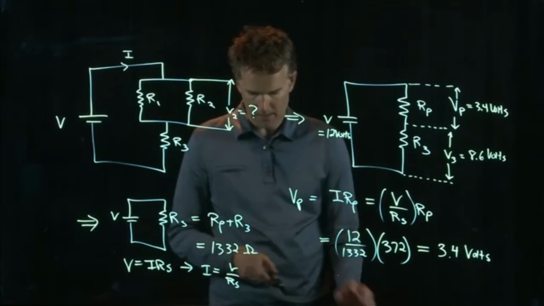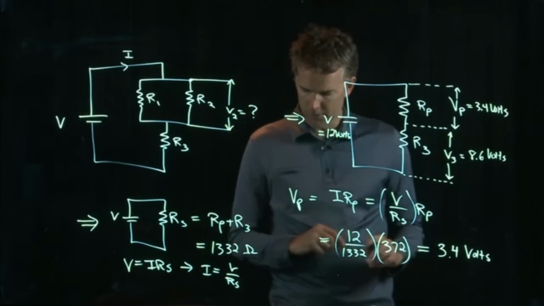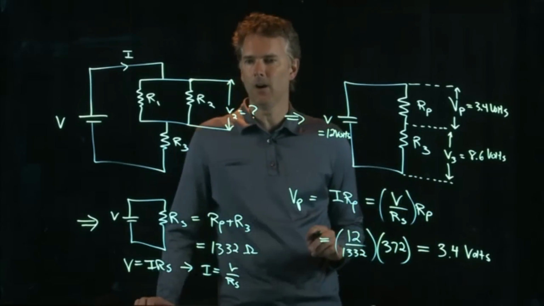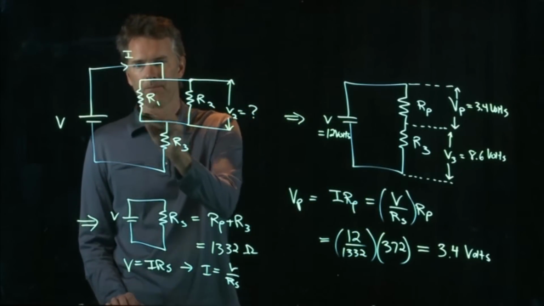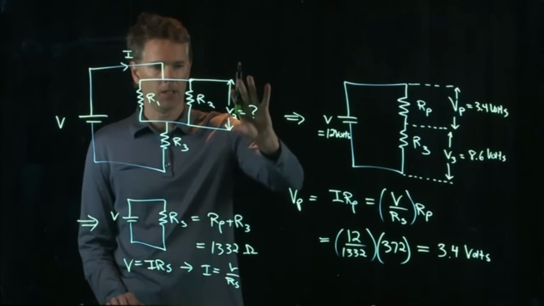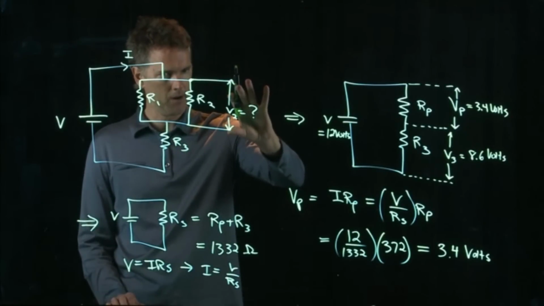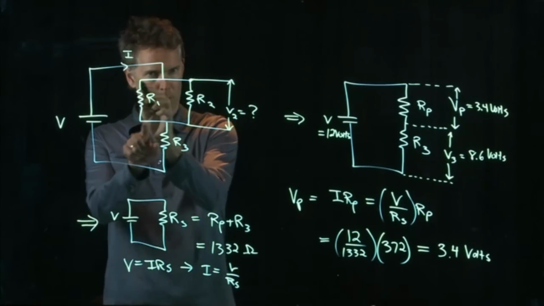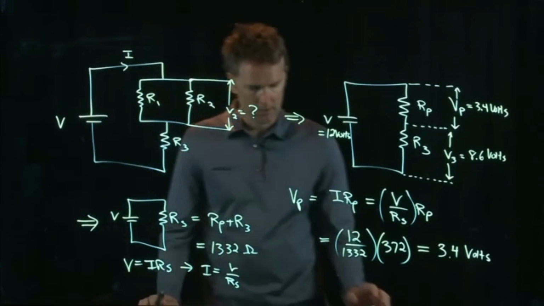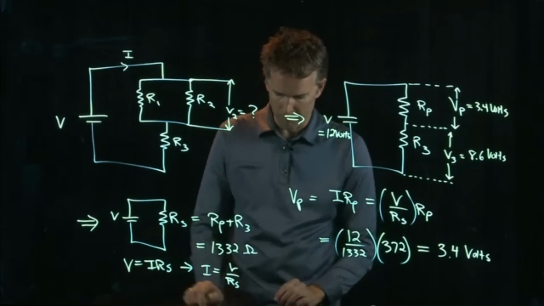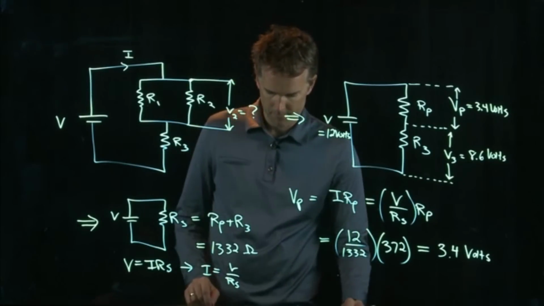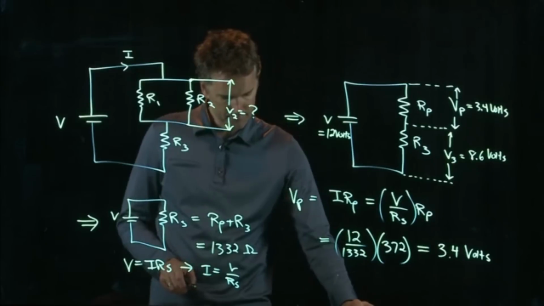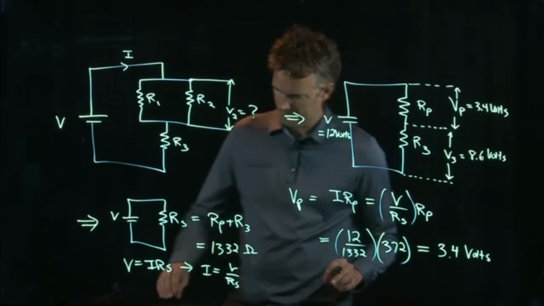Very good. And then the last part was determine the voltage across the 680 ohm resistor. That's this resistor right here. We've already done that. That has to be the exact same as this voltage right here, because those are metal wires going all the way across. So the last part is also going to be 3.4 volts. Perfect.